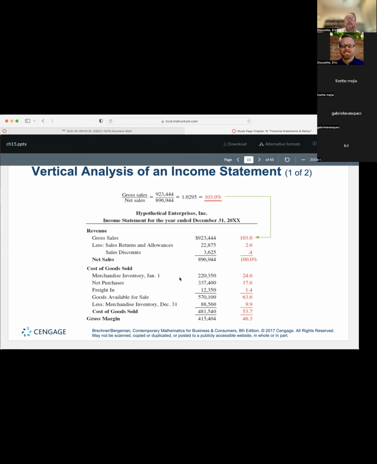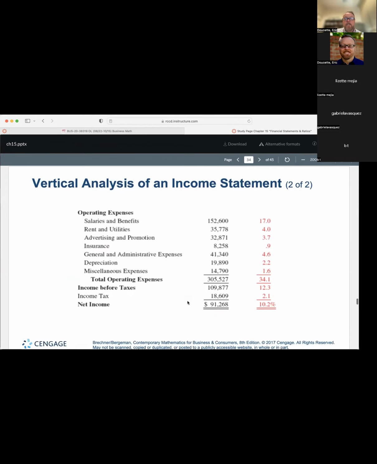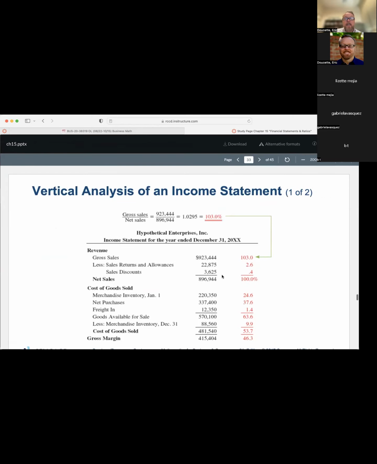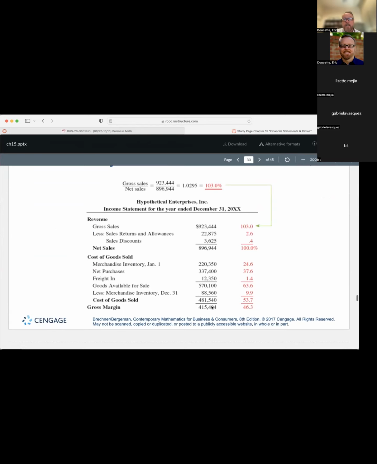And again, the benefit of that is you're able to compare percentages within certain categories. So if you have freight in versus net purchases, you might say, well, my freight in was 1.4% of my net sales this time, but it's a lot higher, but my purchases were lower. What gives? So it gives you a chance to kind of gauge the health. And so everything is going to be gauged by that net sales. And you're basically going to divide each of these numbers by net sales to get the percentage.